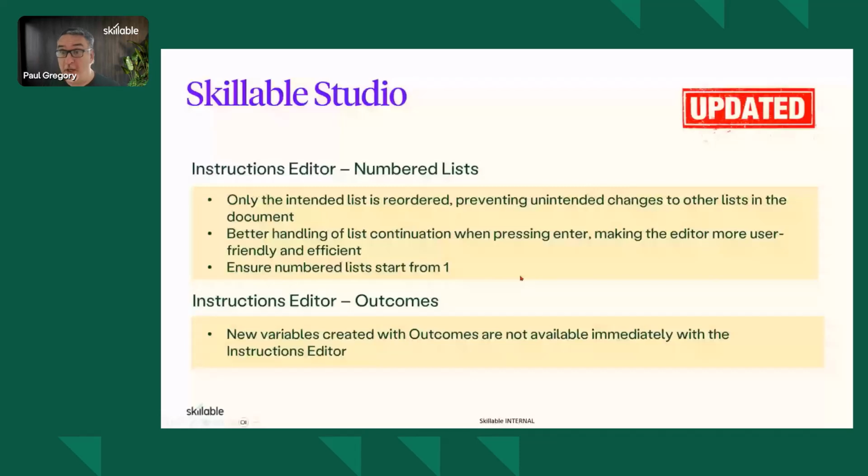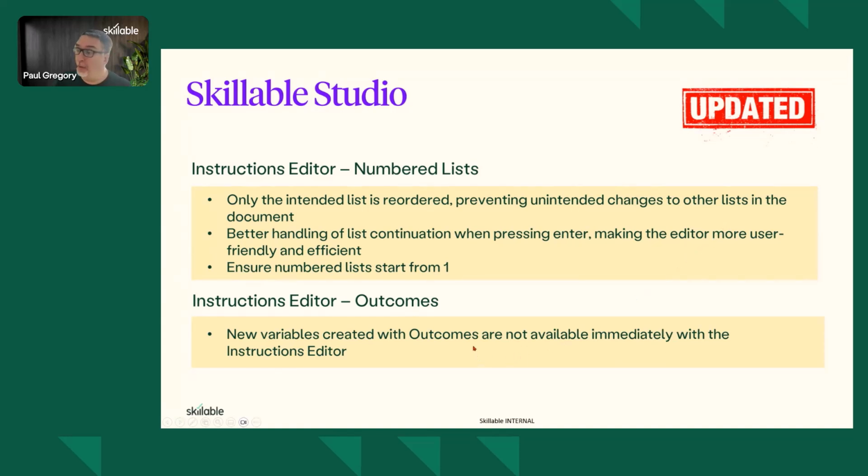Other things that we've changed with the new instructions editor. Numbered lists were a bit of a problem. Sometimes when people were creating numbered lists, it would start at 0, not 1. If you put an entry into the middle of the list, it wouldn't renumber the whole list correctly. If you indented, it wouldn't number correctly. So all those list numbering issues have been fixed, just so it works as you would expect it to, as a word processor works, those sorts of things.